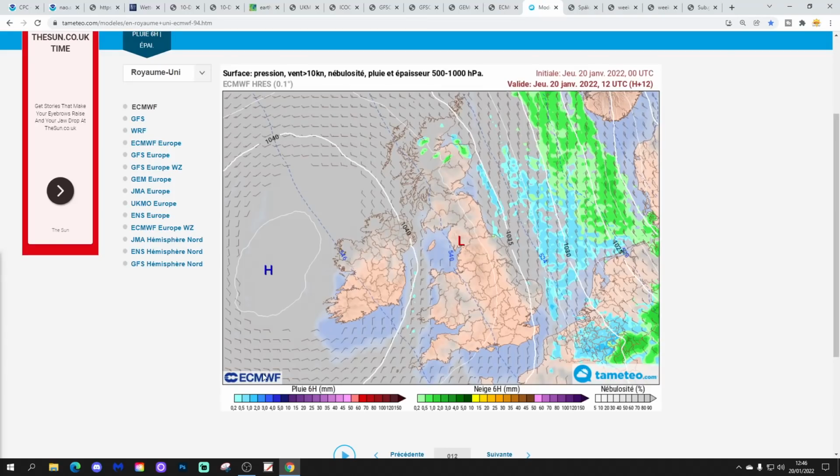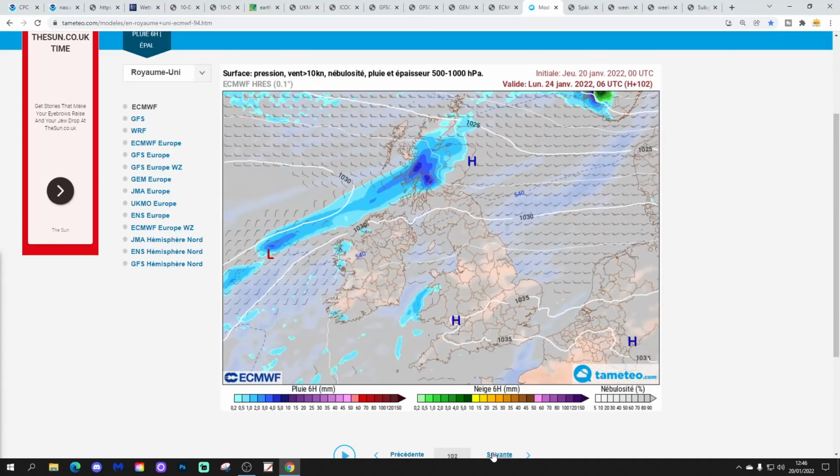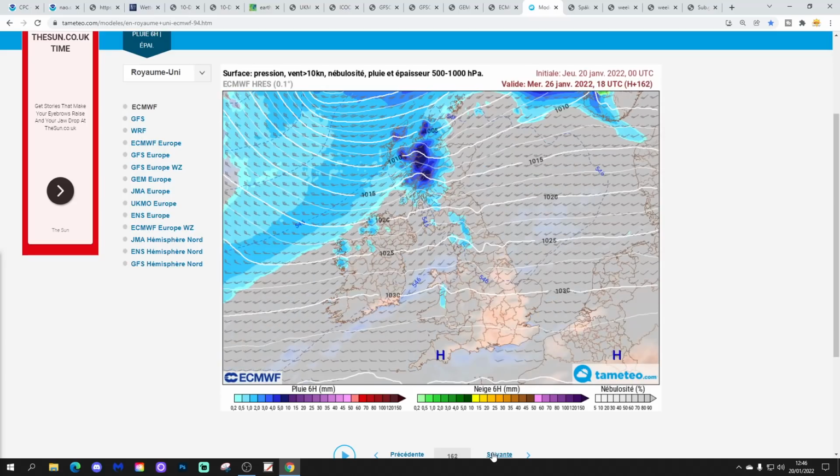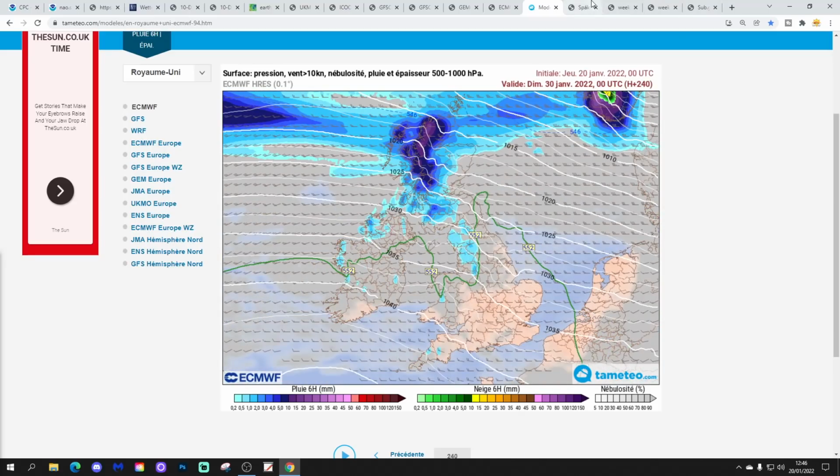This will be the precipitation forecast based on that ECM run from Meteo.com. Not much doing there, to be honest. It's mainly dry for the next 10 days.